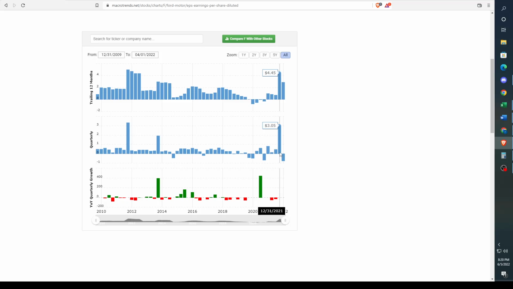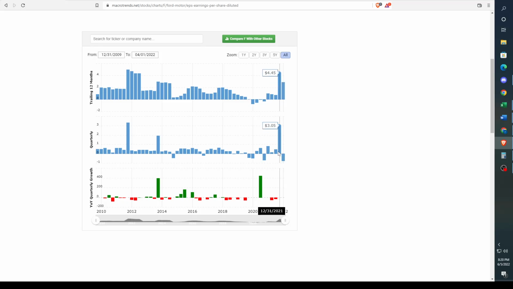Right here, I can see in the last 2 quarters, there are major discrepancies. We went from 45 cents to literally $3.05 of earnings per share in 1 quarter. The first thing I think is, what the heck happened here? How did we have this major jump? And then from here, how in the world did we go negative?